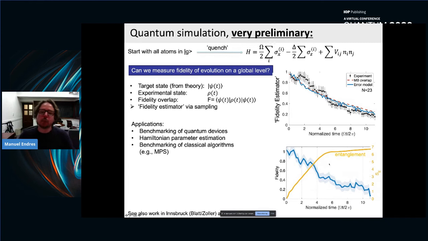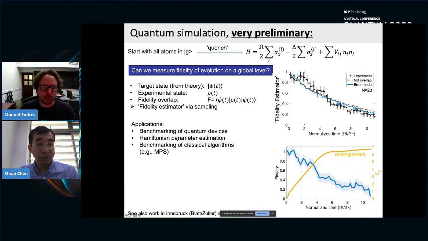The other thing is you can estimate parameters in the Hamiltonian. So in particular, if you predict your theory with the wrong Hamiltonian, this curve will go down quite quickly because the fidelity overlap goes down. That means if I vary the Hamiltonian parameters in theory, I can check which ones are the ones that best describe my experiment.